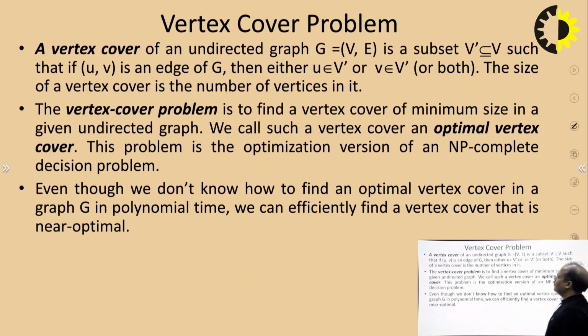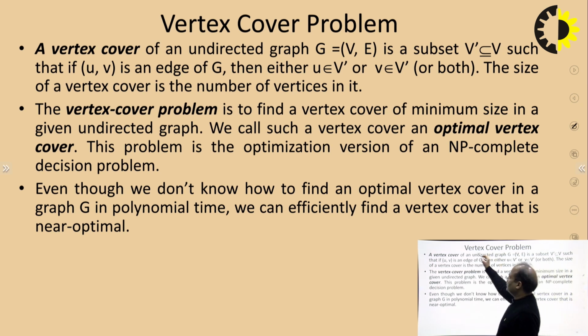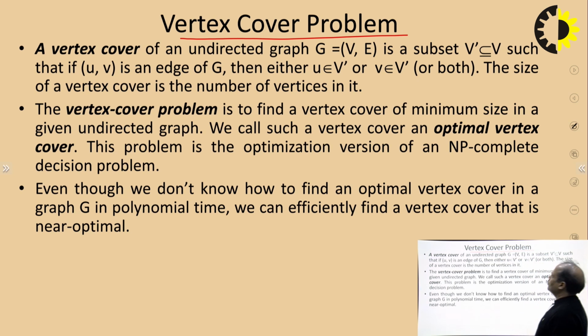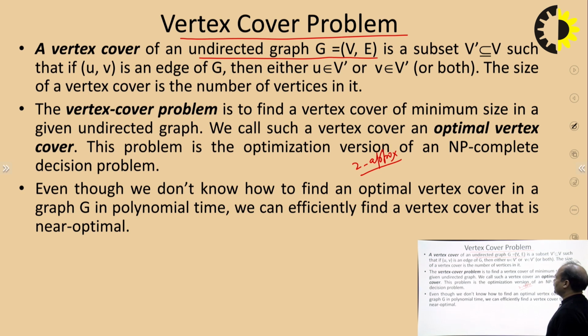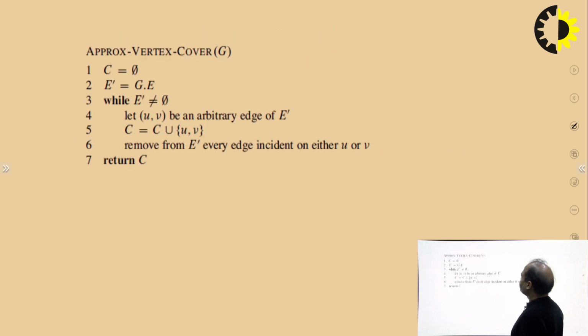So let's have one problem of this approximation category, that is the vertex cover problem. Vertex cover means that we are given an undirected graph, and we are interested in a subset of the vertices such that they can cover the entire graph. And you will see that this is a two approximation algorithm. This algorithm is in the two approximation category. Let's have one example.